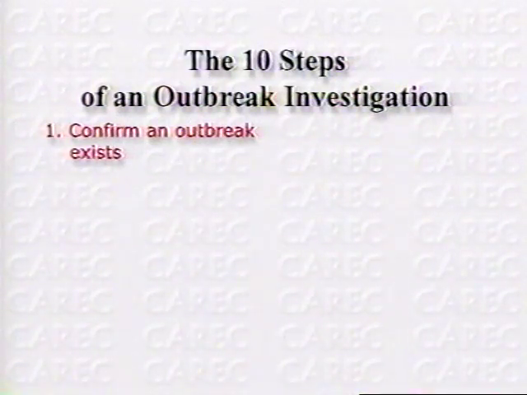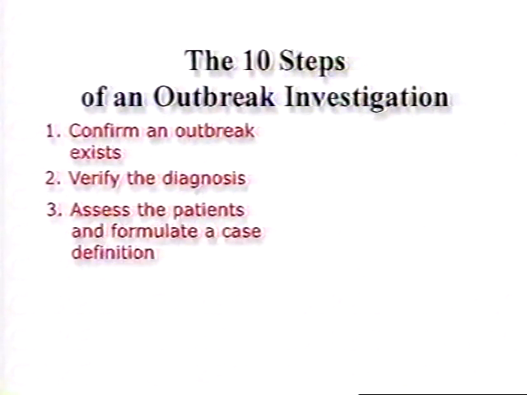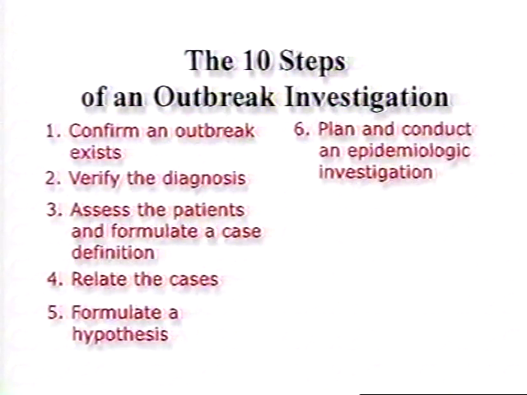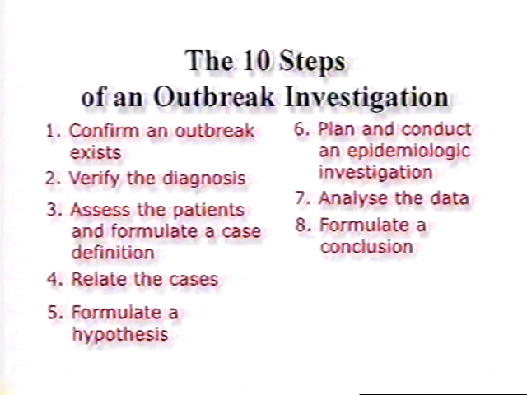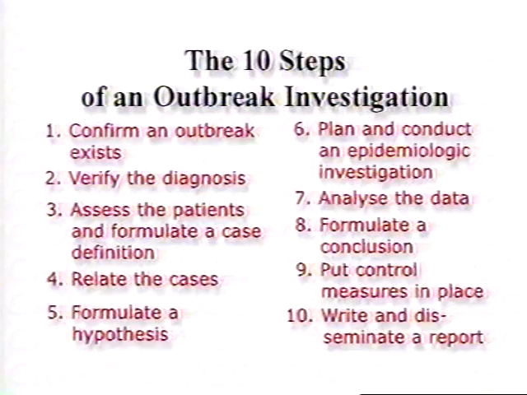Now the Kariba Fun Fete outbreak investigation is complete. The 10 steps have been done. These steps are: 1. Confirm that an outbreak exists. 2. Verify the diagnosis. 3. Make a quick assessment of the patients. 4. Relate the cases in terms of person, place, and time. 5. Formulate a precise hypothesis. 6. Plan and conduct a detailed epidemiological investigation. 7. Analyze the data. 8. Formulate a conclusion. 9. Put control measures in place. And 10. Write a clear and concise report.